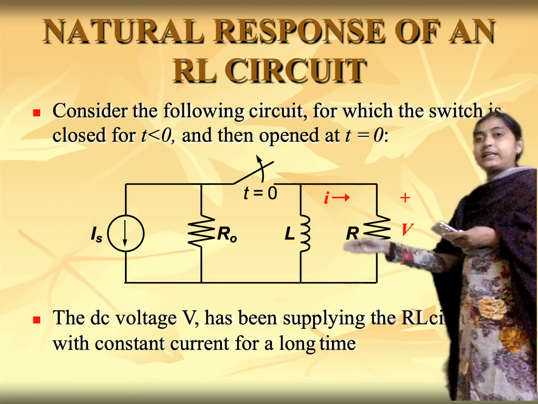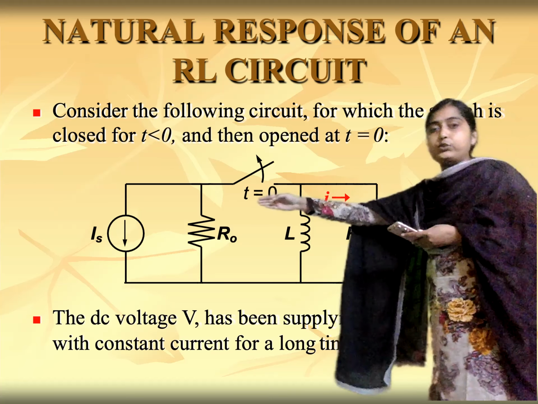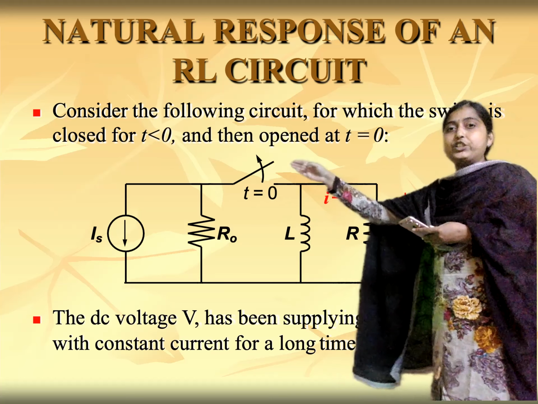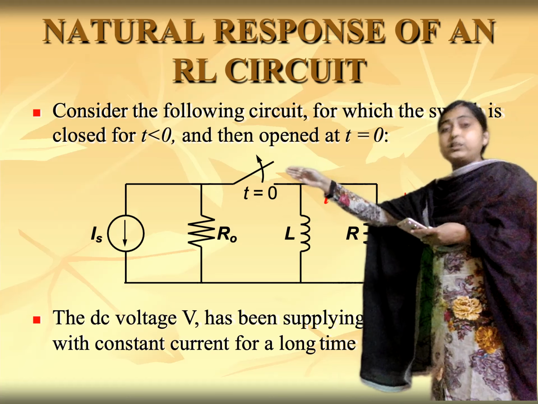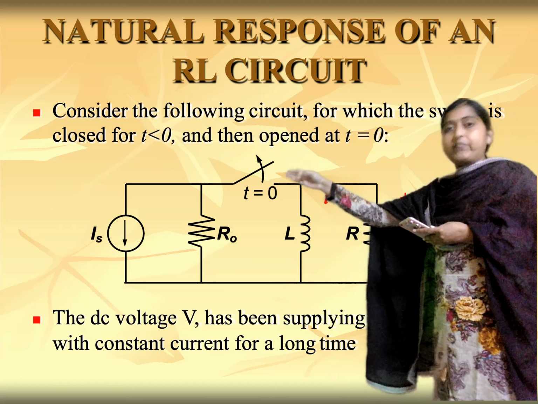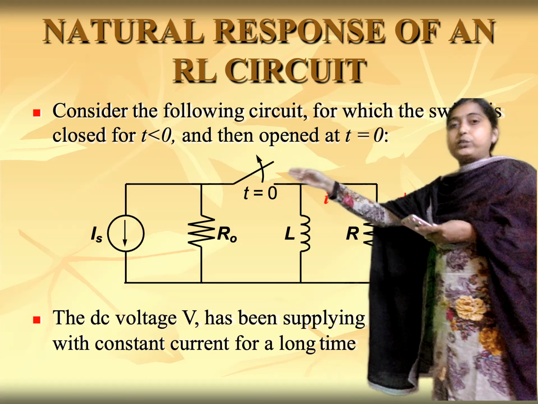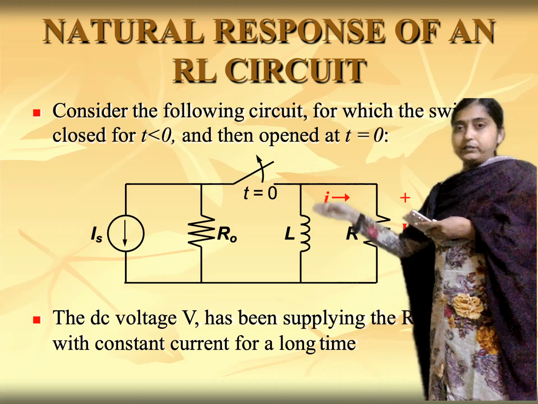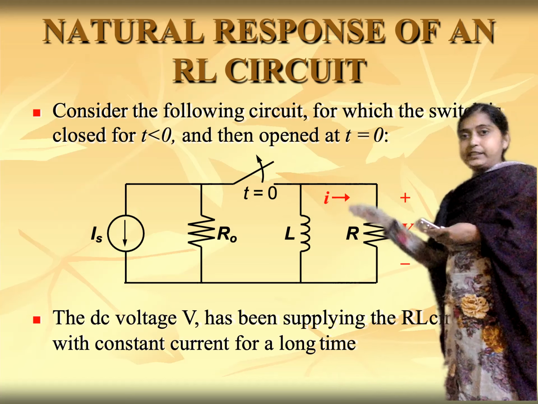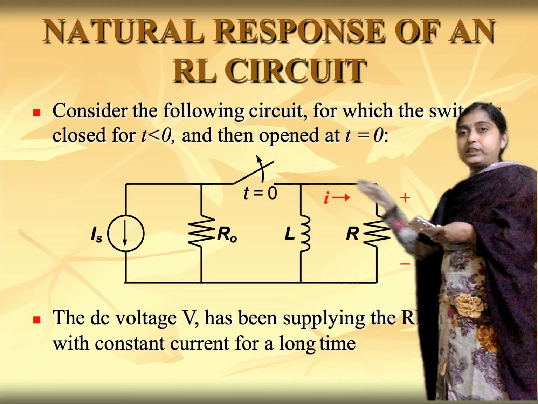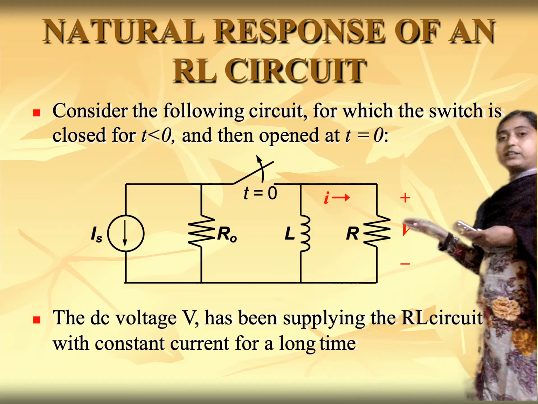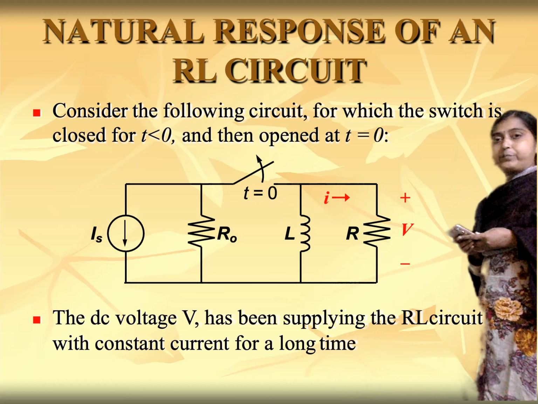So please understand the circuit. We have a current source, then we have a resistor. The switch is closed when t is less than 0. When t becomes equal to 0, the switch will become open. This is an inductor, this is a resistor. The current flowing through the circuit is I and the voltage across the circuit is given by V.